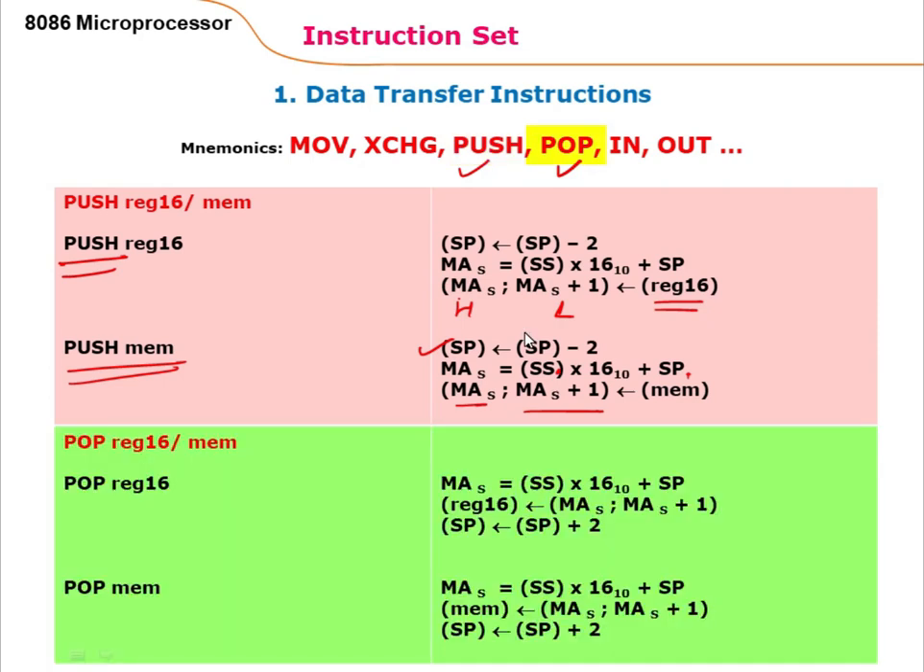The next instruction is the pop instruction. This works the same as push, but in push we copy the data to the stack, and in pop we copy the data from the stack. First the memory address is calculated, then the data from the stack is copied to the given register. The data from the two memory locations MA and MA plus 1 is copied to the 16-bit register, and then the stack pointer is incremented by 2, because we have moved 2 bytes.